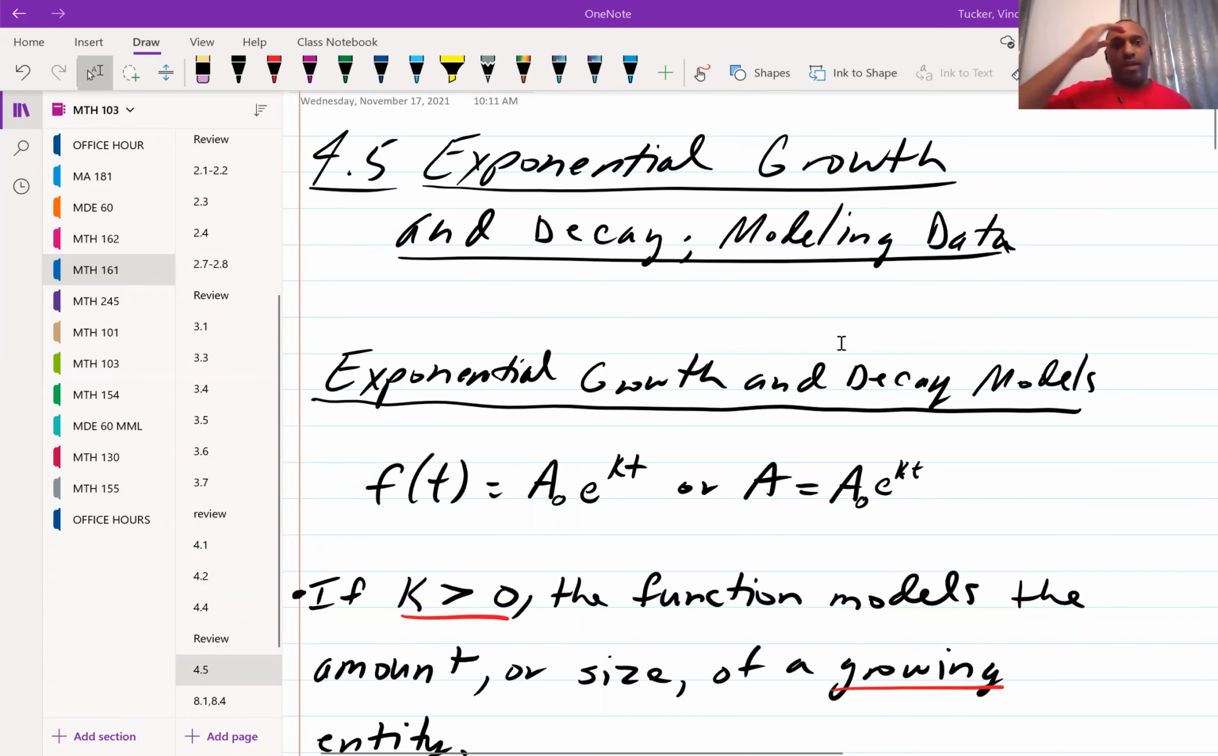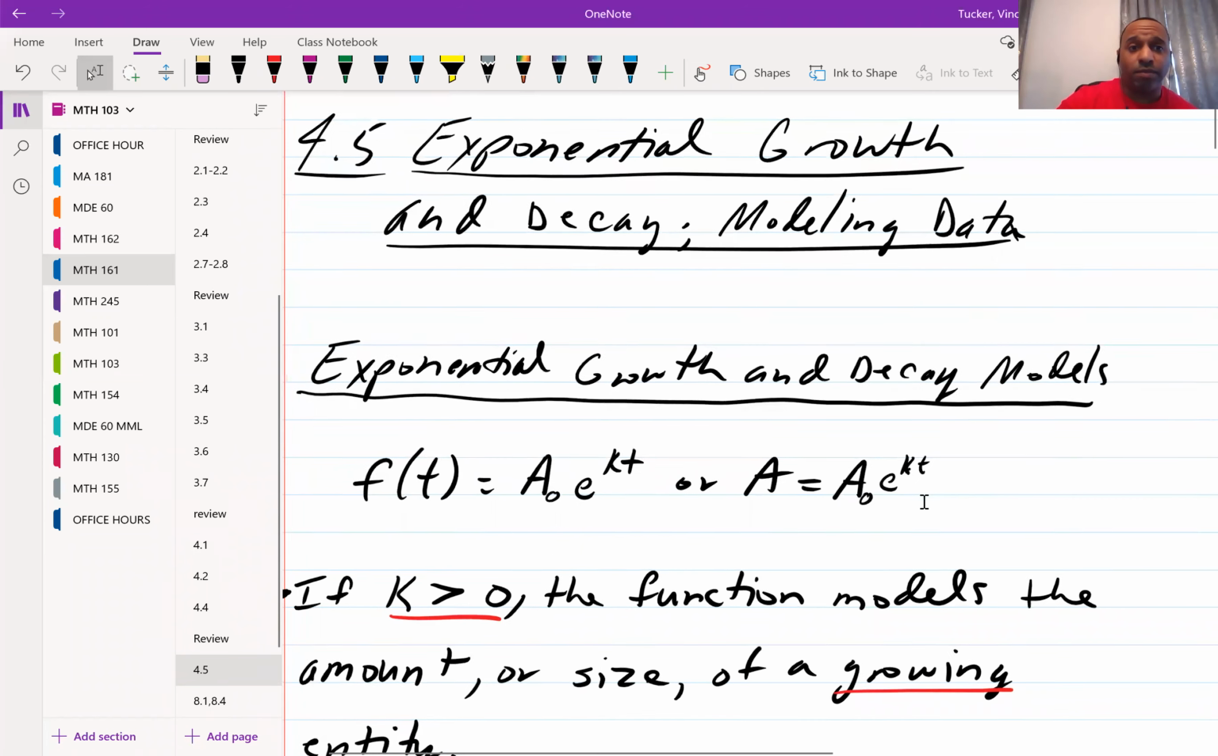All right, so here we're looking at 4.5, exponential growth and decay and modeling data. So we're looking at exponential growth and decay models. First thing we're looking at: notice our function is f of t equal to a naught e to the k times t, or f of t can be substituted by just the letter A. So we have A equal to a naught times e to the k times t. Don't forget e is our exponential function.